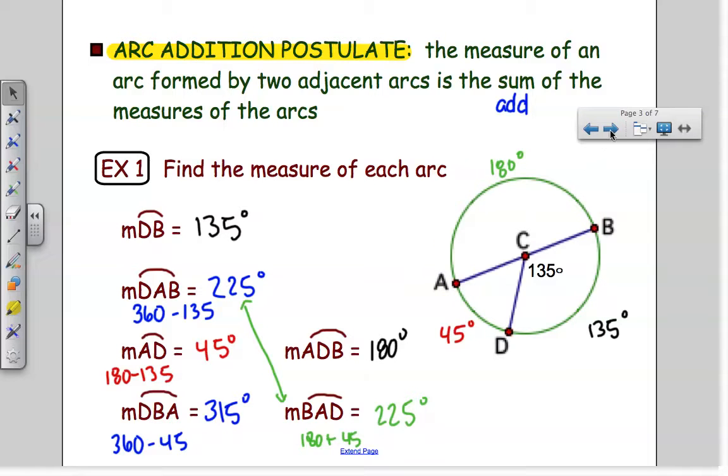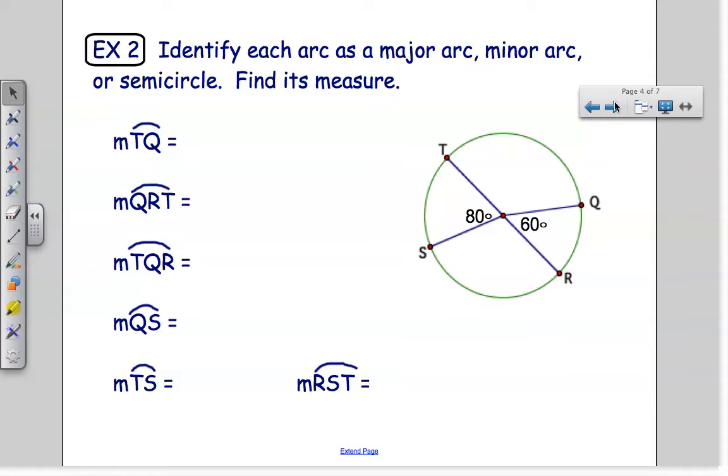Okay. Let's look at another example. We'll do a little more arc addition in this one too. I also want to identify each of these as a major arc, a minor arc, or a semicircle and find their measures. Remember that they can kind of trick you with semicircle and do 2 or 3 letters, so be careful that you're also looking at where these arcs are in the circle before you decide whether it's major, minor, or semicircle.